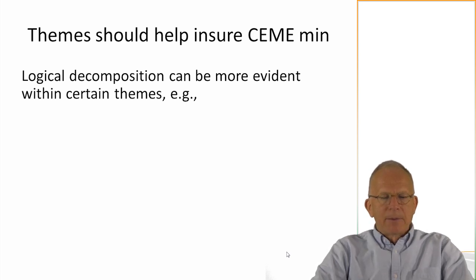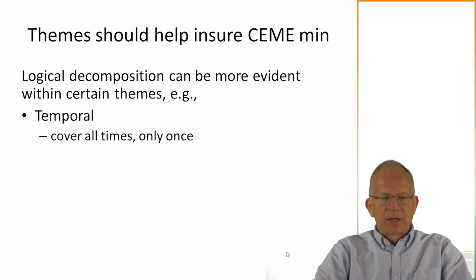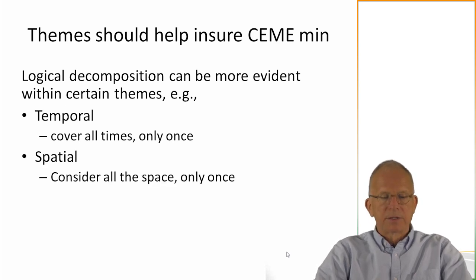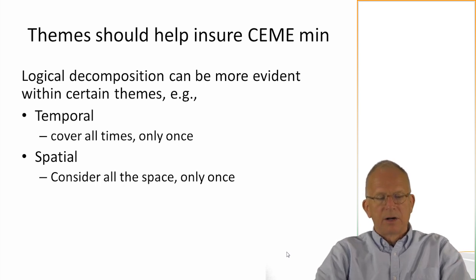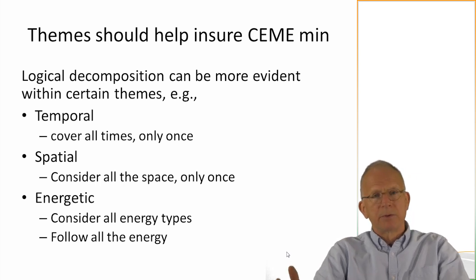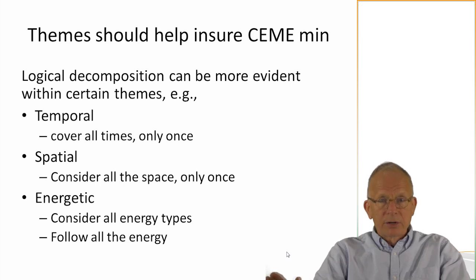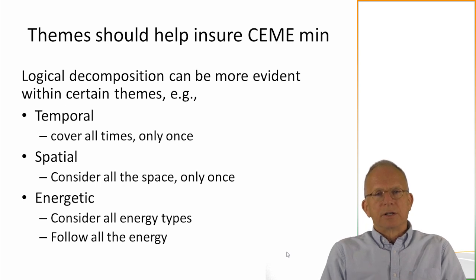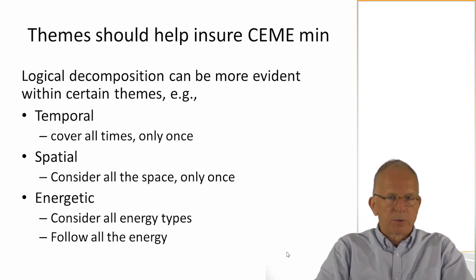And logical decompositions can be more evident with certain themes. For example, if we choose temporal, what we need to do is cover all times and only once. Spatial: if we do spatial decomposition, make sure we've essentially filled or considered the entire space and only once. Energetic decomposition: there are really a couple of kinds of things we might do. One is consider all the energy types for certain kinds of problems. Another would be to follow the energy, since we can see how it is transformed and where it goes or where it does work.